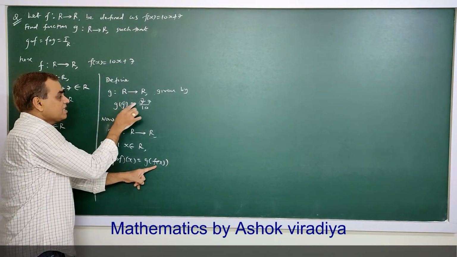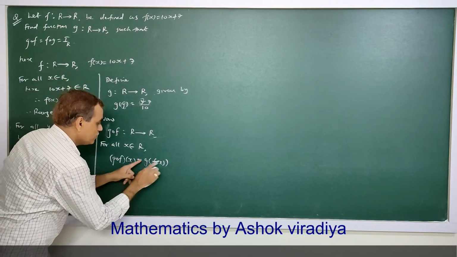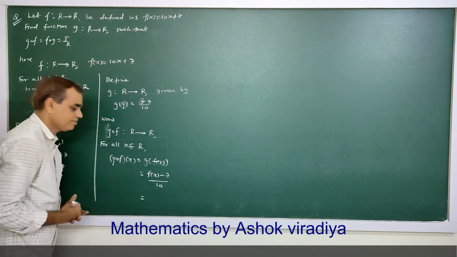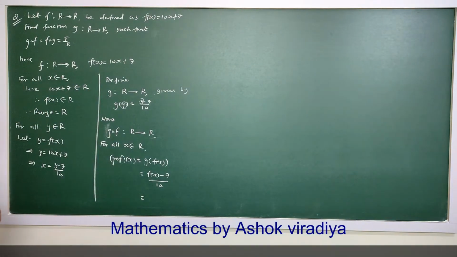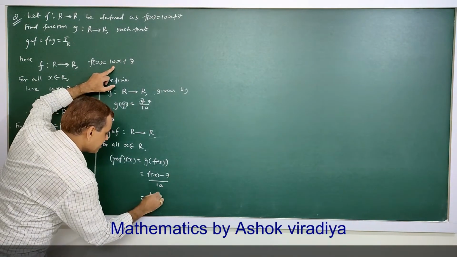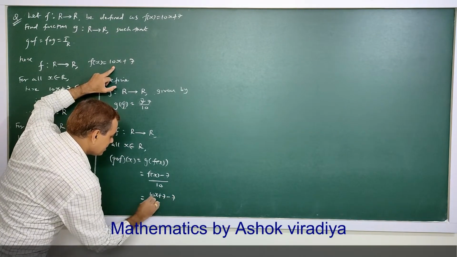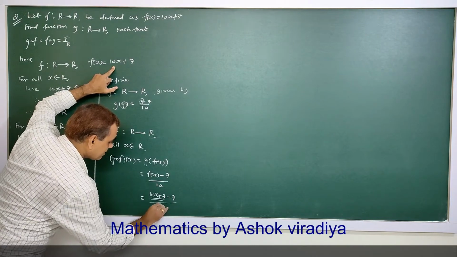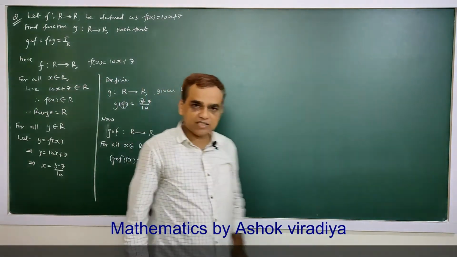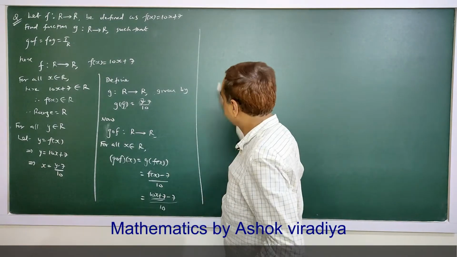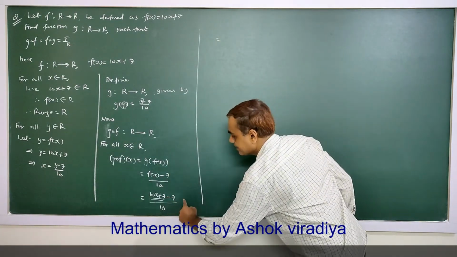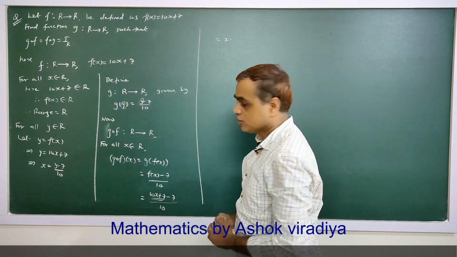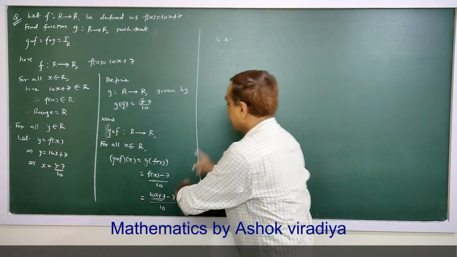So g of f x is (f x minus 7) by 10. Now f x is 10x plus 7. This is (f x minus 7) upon 10. So what is it? It is equal to, 7 and 7 cancel, 10x by 10 is x. So g of f of x is x.